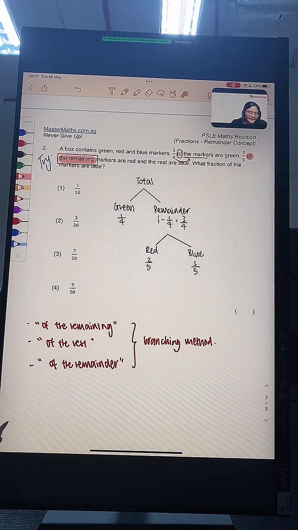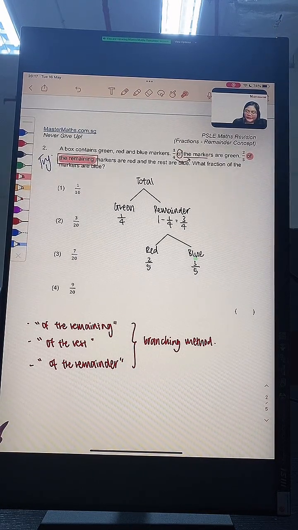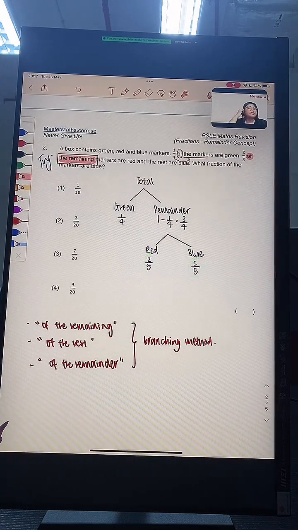Yes, this is also applicable for P5 students. So if you are a P5, you can stay tuned. We can watch and learn together, yeah? So again, this is 3/5 because it's 1 whole minus 2/5 to give us 3/5, yeah?